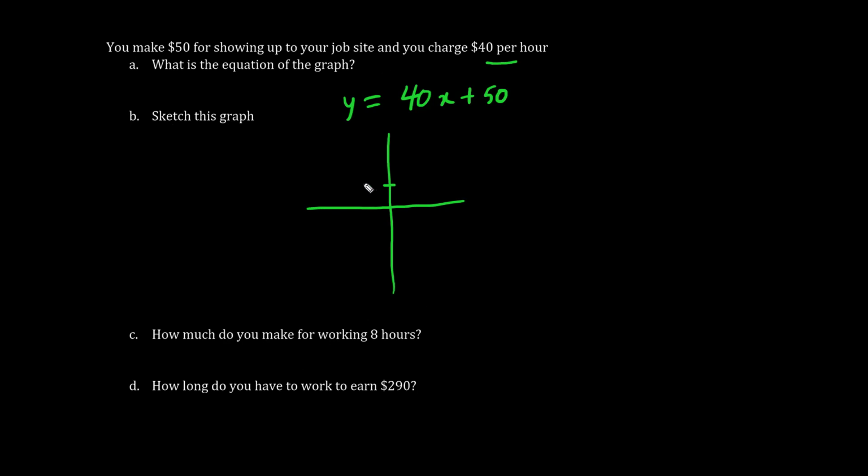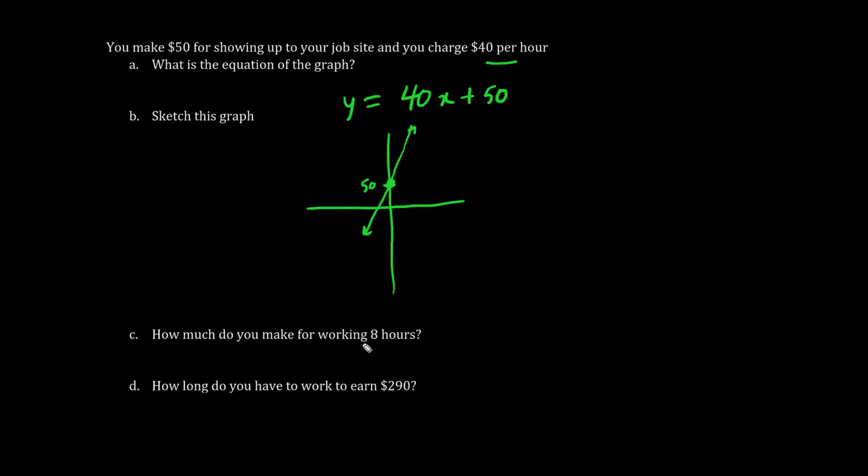We start off with the y-intercept is 50, because when x equals 0, 0 times 40 is 0, plus 50 is here. And this graph is quite steep, because you're making a very good hourly wage. And the bigger this slope is, the bigger this rate of change 40 is, the steeper the graph.